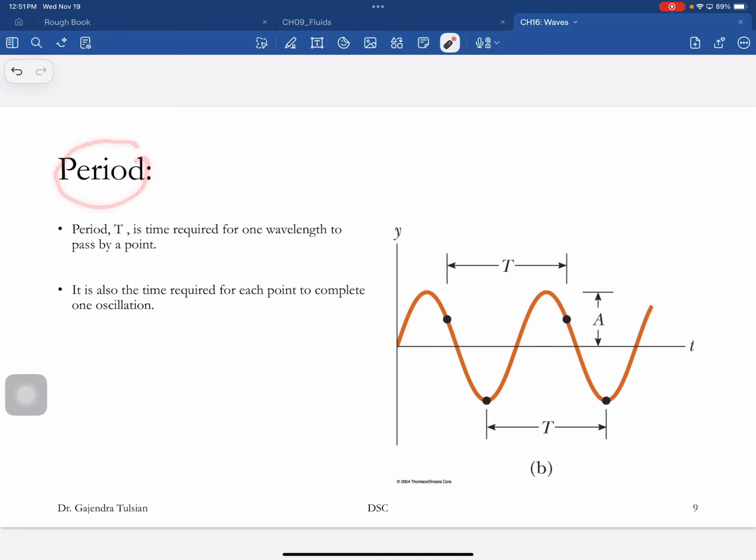The period is the time for one oscillation. It also is, if you stand here, the time it takes for one wave to pass you. So those two times are the same. You can think of it either as one oscillation or the time for one wavelength to pass you.